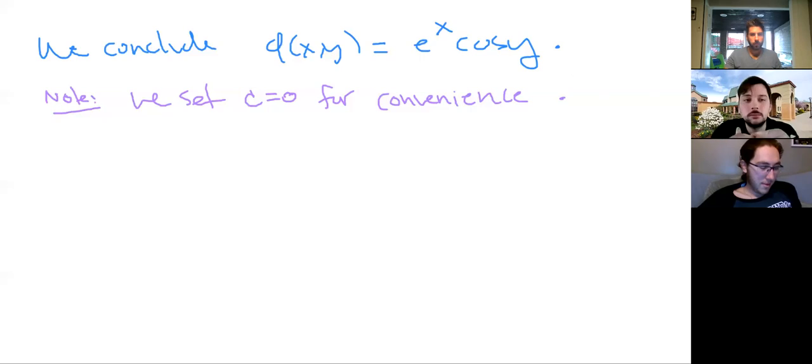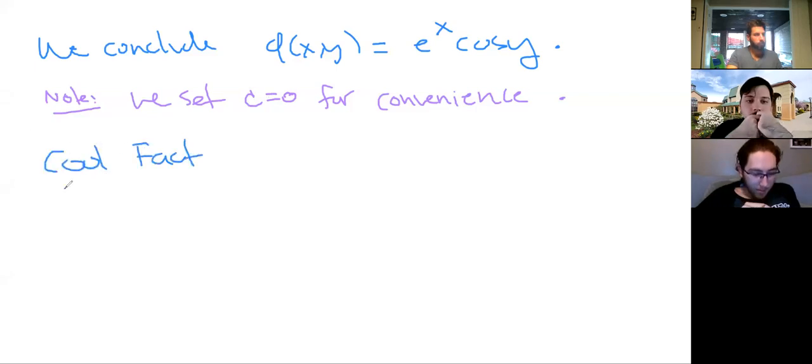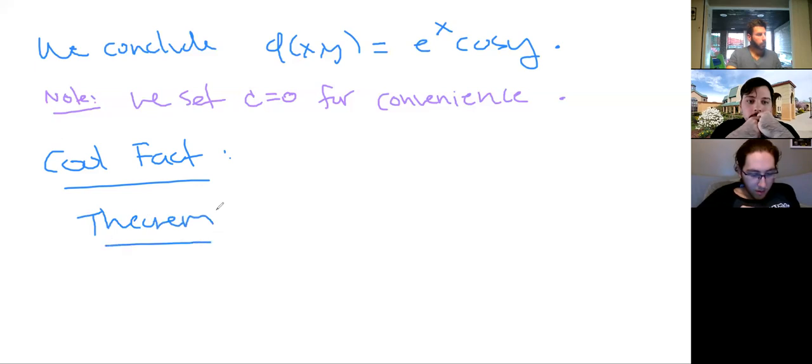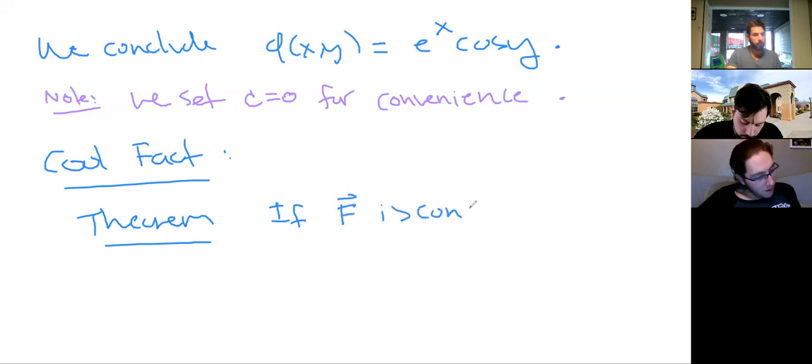So here's a cool fact about conservative vector fields. So theorem, if f is conservative.